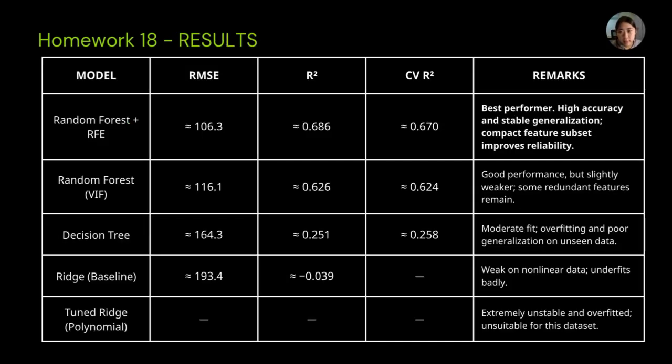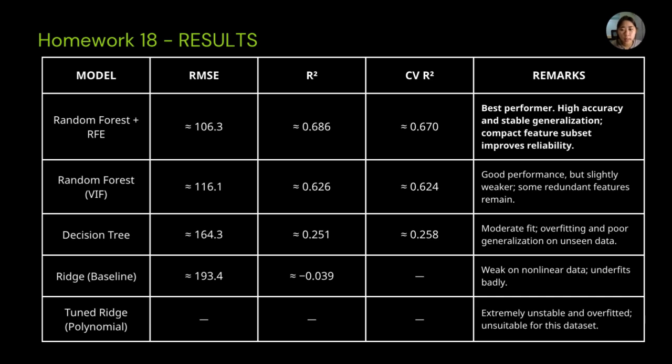So in these slides, I formed a table in which I evaluate all of the models. From this table and from what I've observed in the file, I can tell that the random forest with RFE is the best model performer because it gives us high accuracy and stable generalization, and the compact features subset also improves reliability. The following performer listed is the random forest after VIF drop.